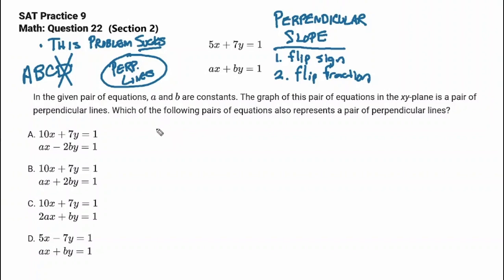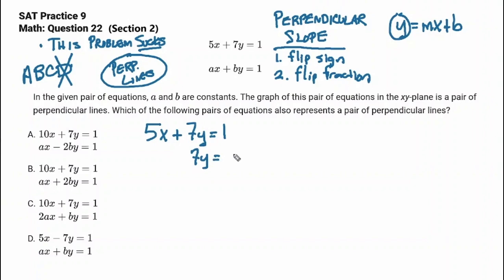So 5x plus 7y equals 1. And what's the slope? We don't know, because the form of the equation has to be y equals mx plus b. 7y, that's on the correct side. 7y equals negative 5x plus 1. We're going to have to divide every term by 7 to get y naked and alone. So we get y equals negative 5 over 7 x plus 1/7. This part does not matter, so we're not going to worry about it. So the slope of this line up here is negative 5 over 7.